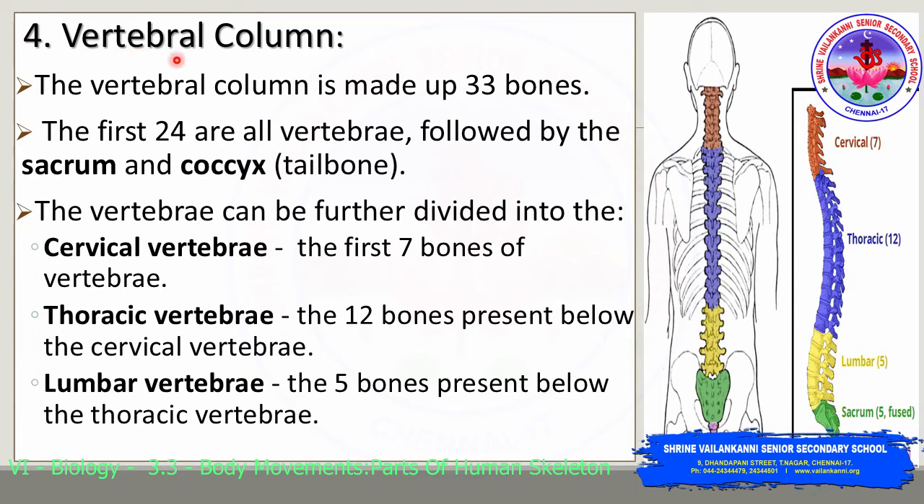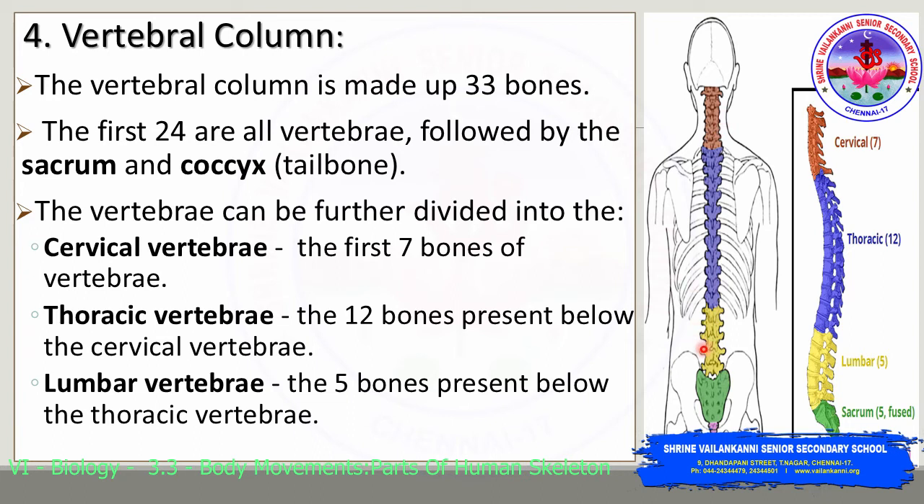Now we will be studying the bones which make up the vertebral column. The vertebral column is made up of 33 bones. The first 24 bones make up the vertebrae, which is followed by the sacrum and coccyx. The coccyx is also known as the tailbone, and it consists of 4 bones which are fused together, while the sacrum consists of 5 bones which are fused together.